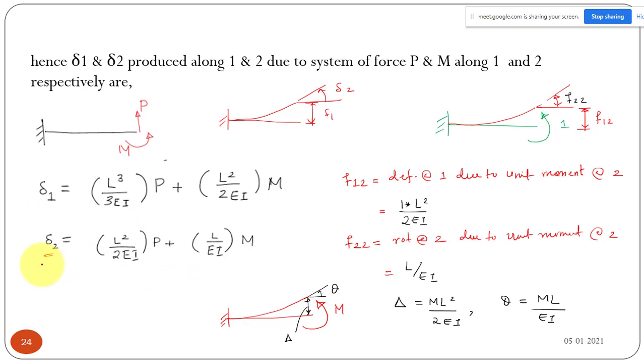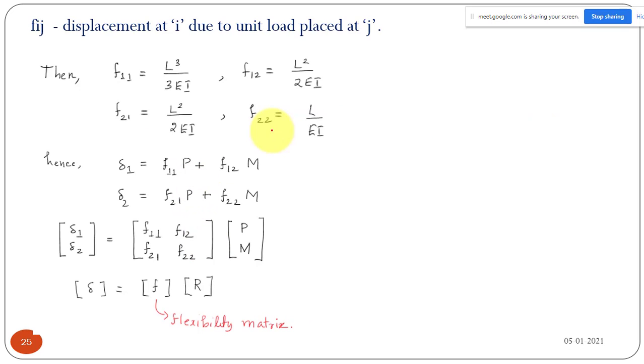It is actually a rotation at this point. So we can find delta 1, delta 2, we can write in this way also. Okay, and next we can write this one we have already seen. So delta 1 is equal to F11P plus F12M. Okay, and delta 2 is equal to F21P plus F22M. So I can put in form of matrix: delta 1, delta 2, F11, F12 and P, M.